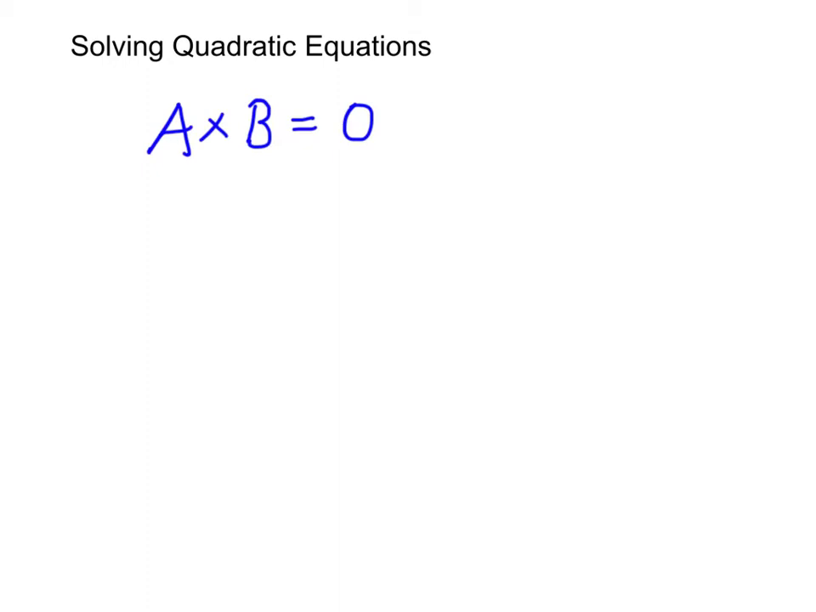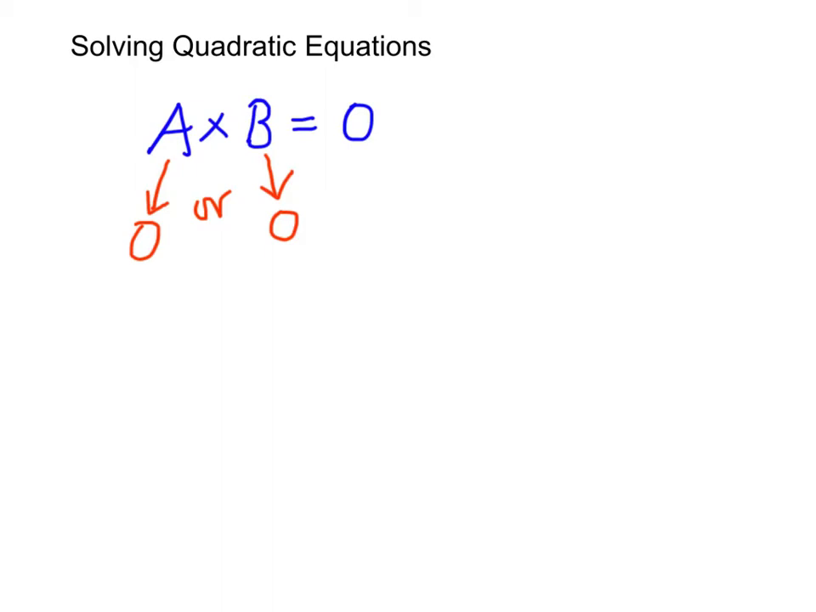This will be rather obvious because we can have either a equals 0 or b equals 0. This is simply because if we have 0 for one number, then the product of 0 and the other number will always be 0. And this applies to the number b also. If b is 0, then the product of a times b will always be 0.